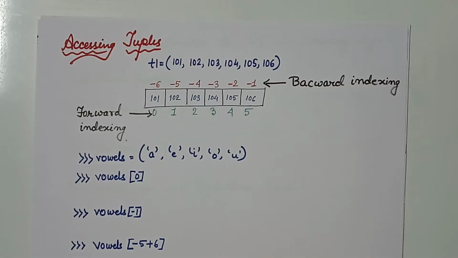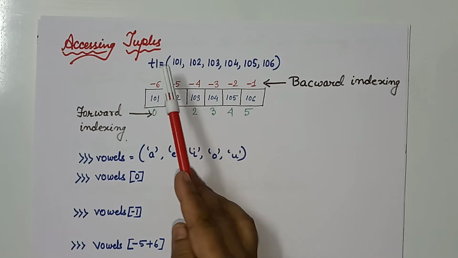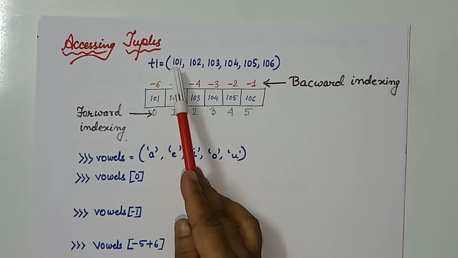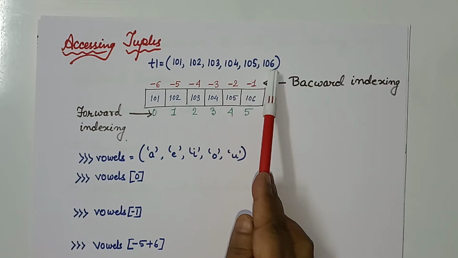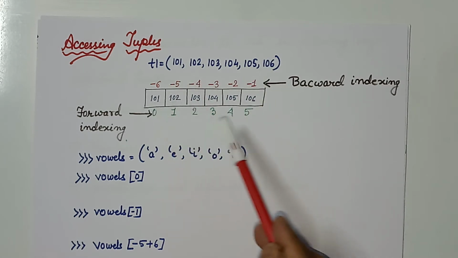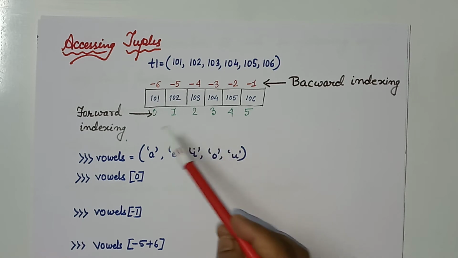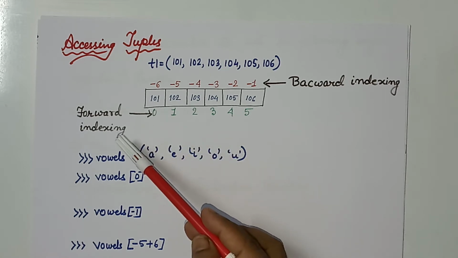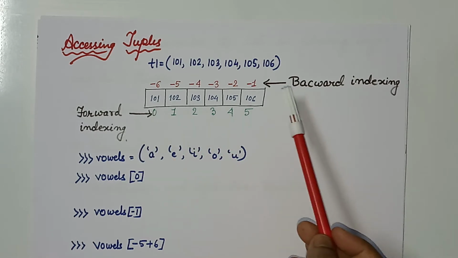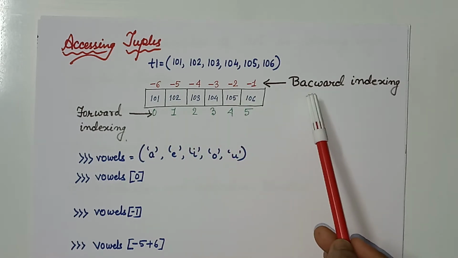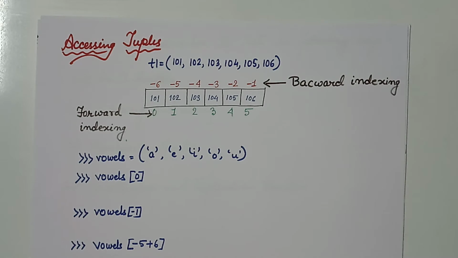Now let us see accessing tuples. For understanding accessing tuples, we have to understand indexing. The tuple T1 elements are 101, 102, 103, 104, 105 and 106. This is the representation of the index of the tuple. There are two kinds of indexing. One is positive indexing, also known as forward indexing. Another is negative indexing, also known as backward indexing.